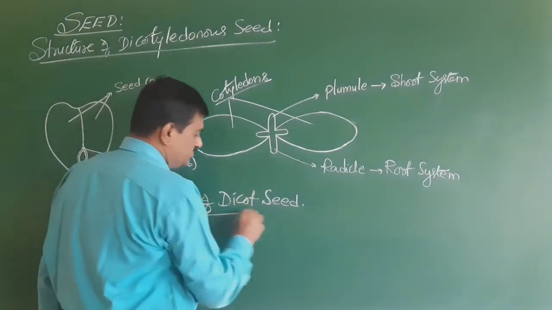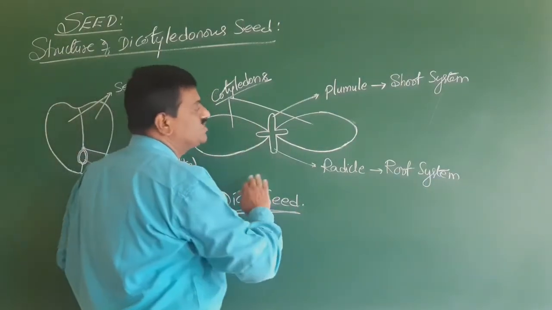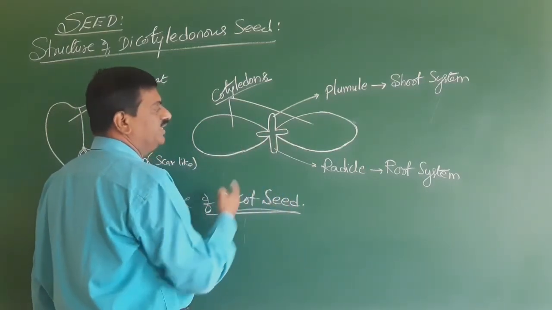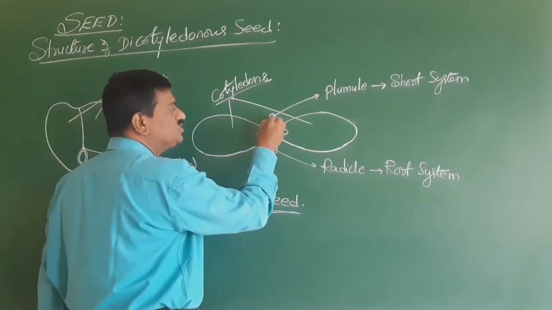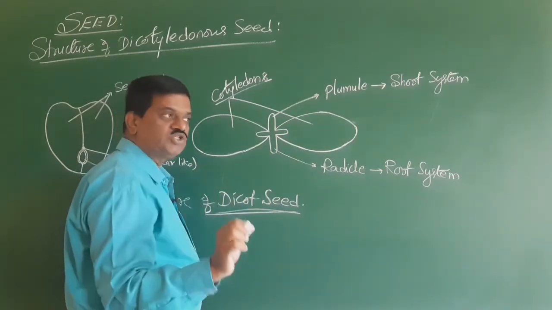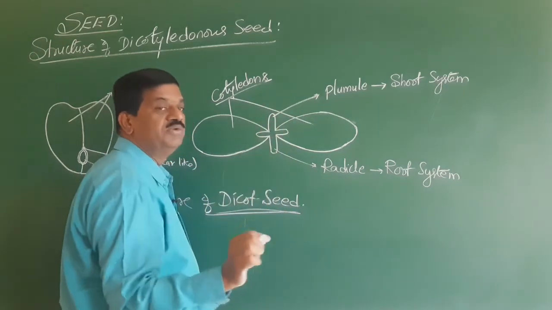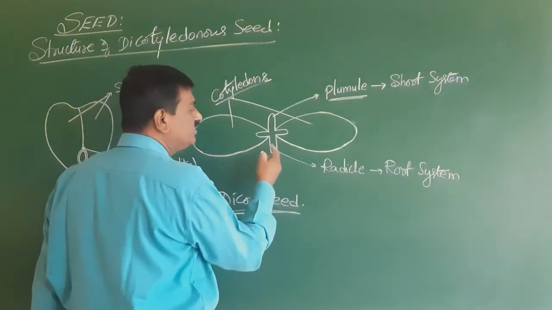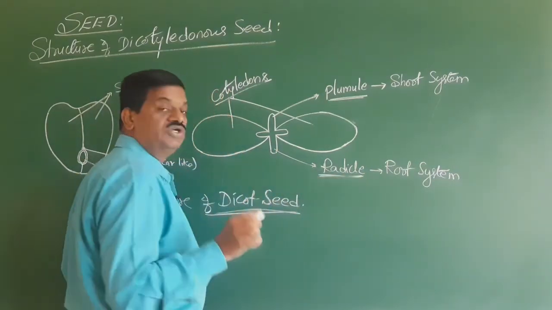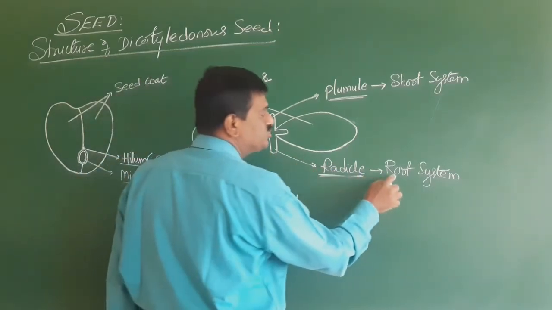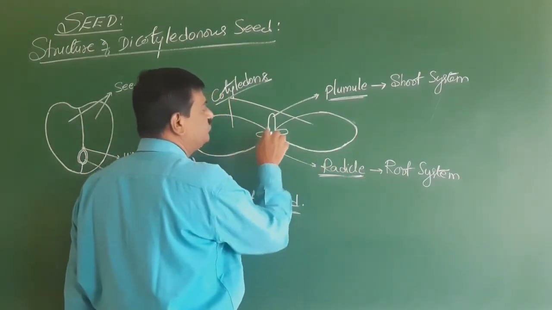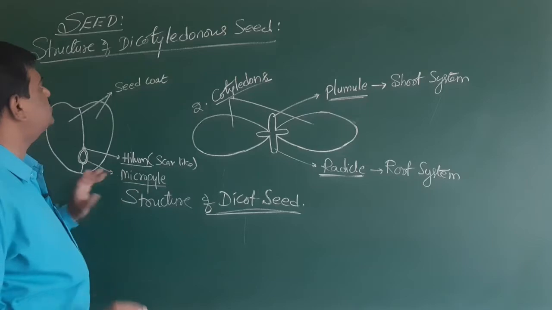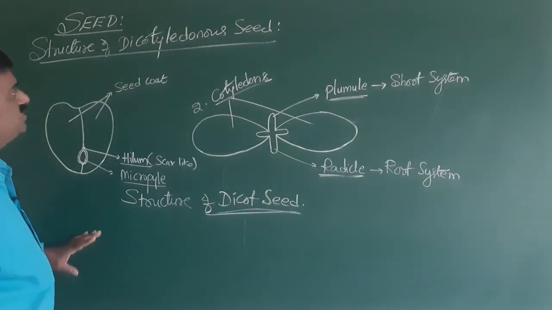Now, in a dicot seed, when the cotyledons are spread out, these are called cotyledons and they are attached here, and there are two small parts present. One of the parts is called the plumule. The plumule always gives rise to the shoot system. Below that there is the radicle. This radicle always gives rise to the root system. On either side of this there are two cotyledons. So this is the structure of a dicot seed.